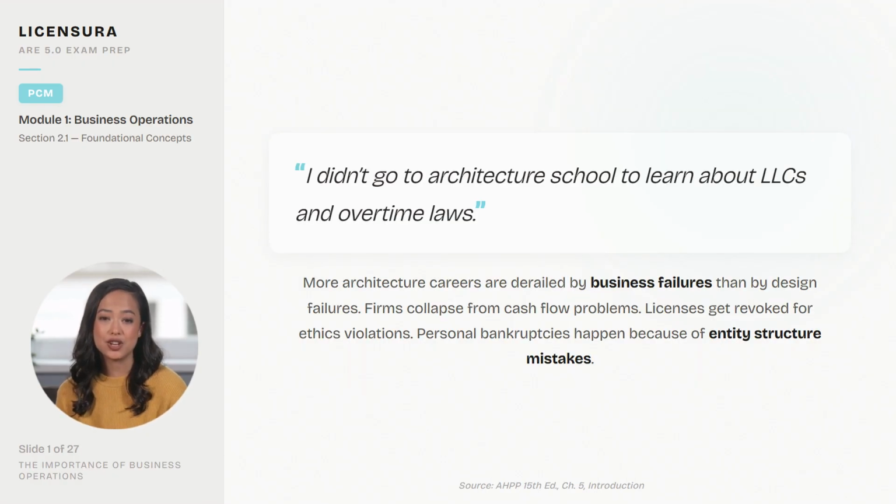I didn't go to architecture school to learn about LLCs and overtime laws. If you've ever thought that, you're definitely not alone. But here's something most people don't realize until it's too late. More architecture careers end because of business mistakes than design mistakes. Firms don't go under because of ugly buildings. They go under because of cash flow problems. Licenses don't get revoked for bad facades. They get revoked for ethics violations. And personal bankruptcies? Those come from picking the wrong entity structure, not from structural engineering errors.